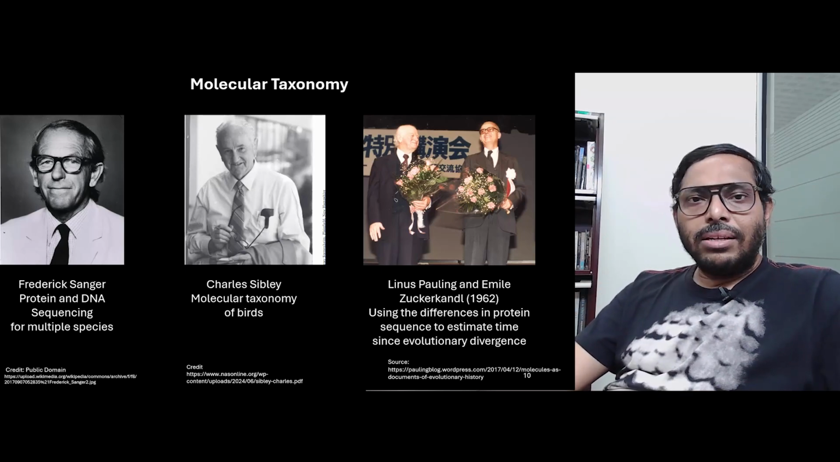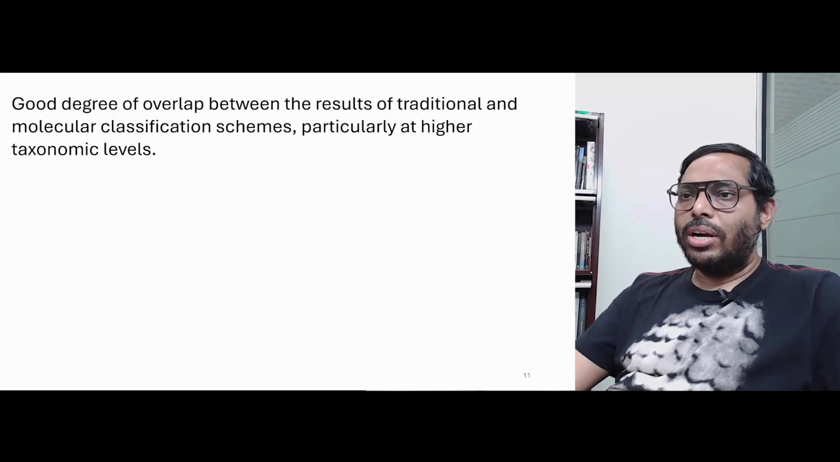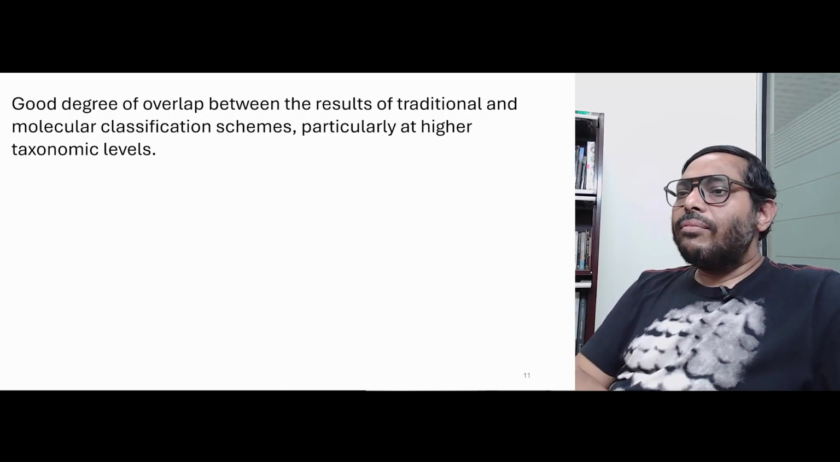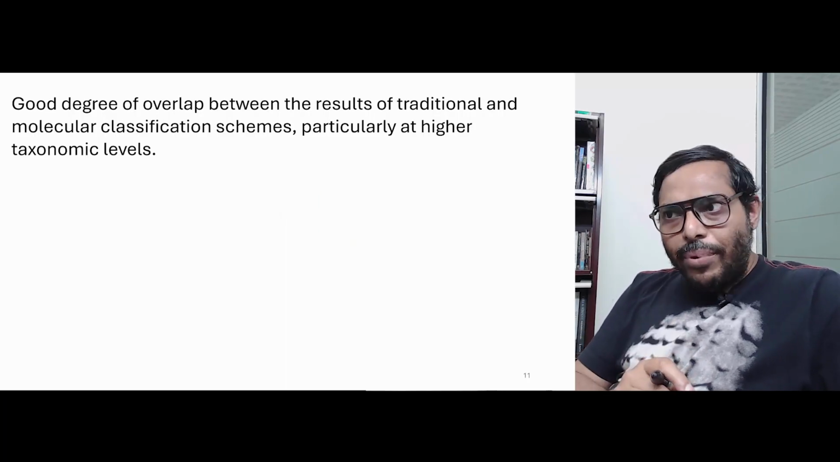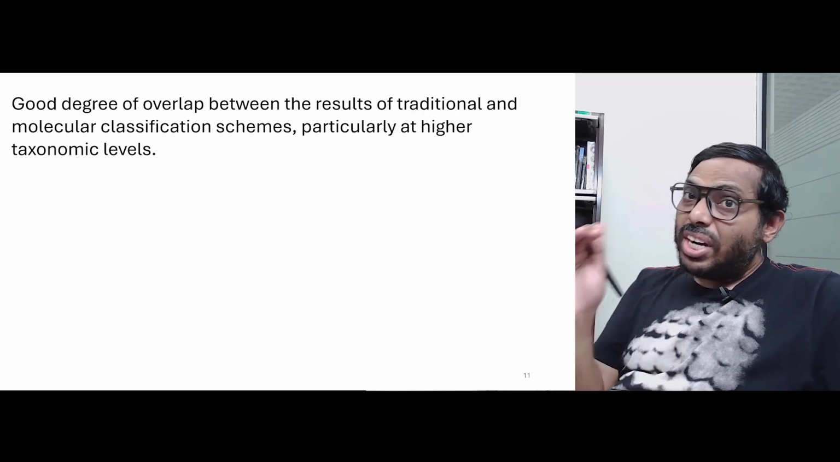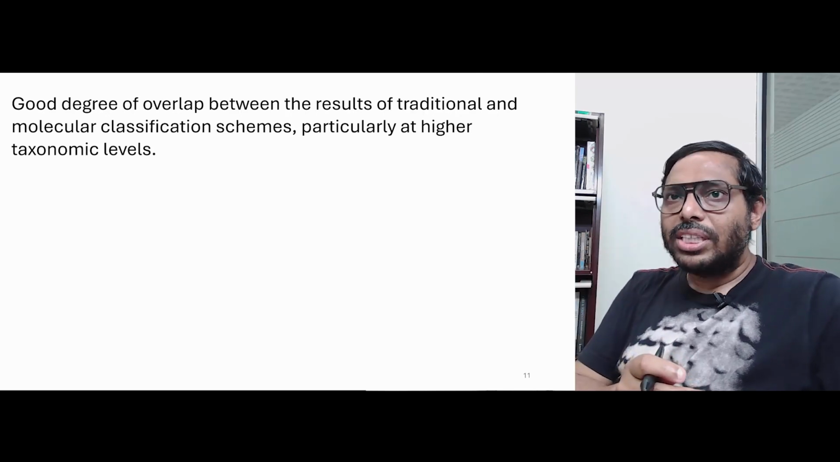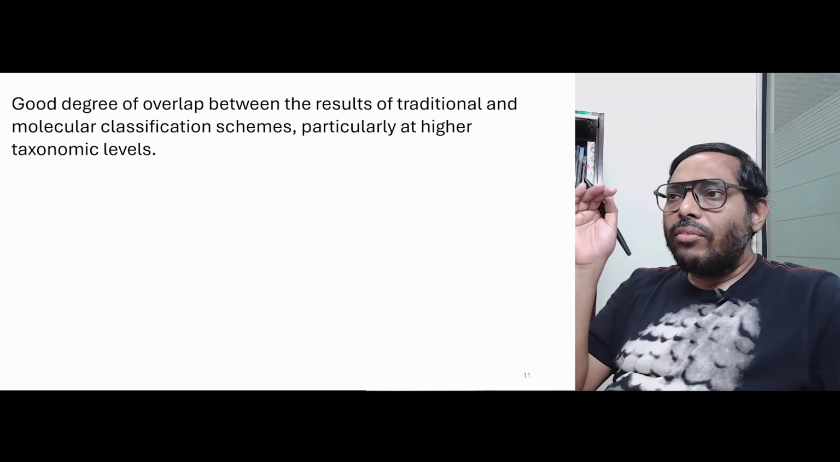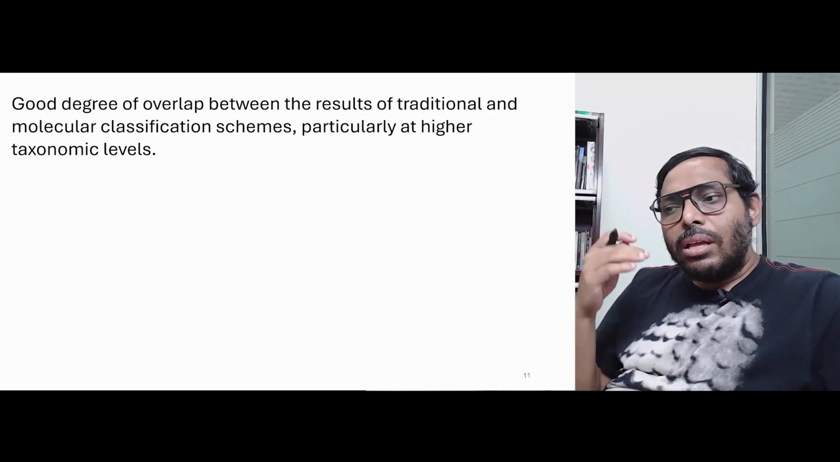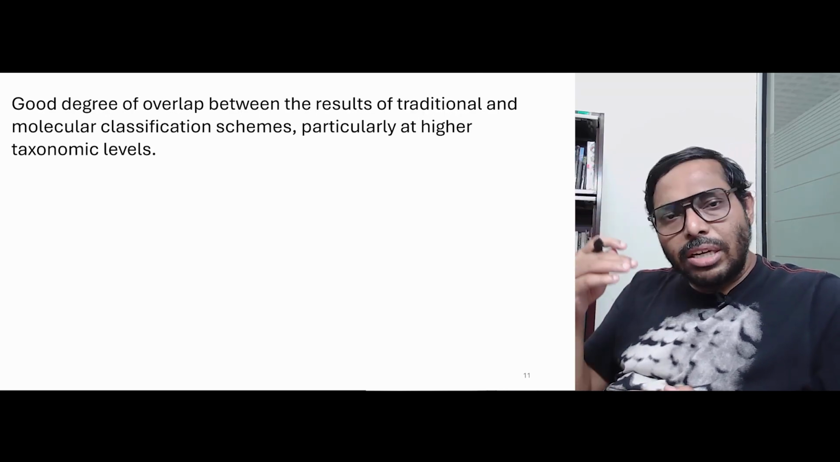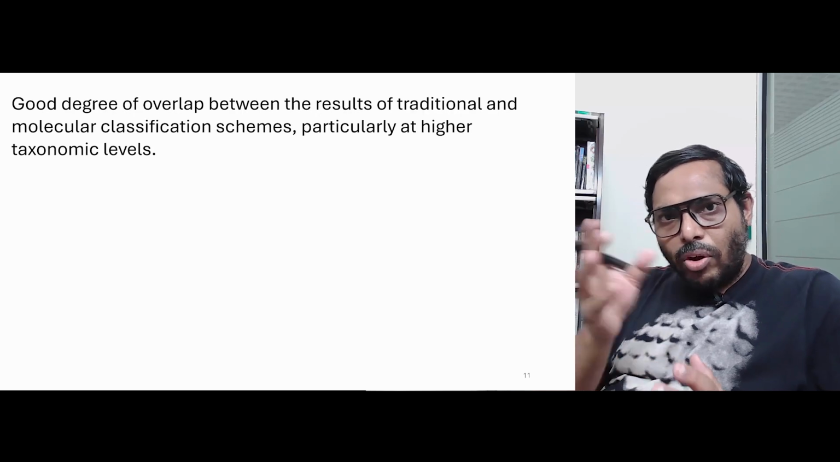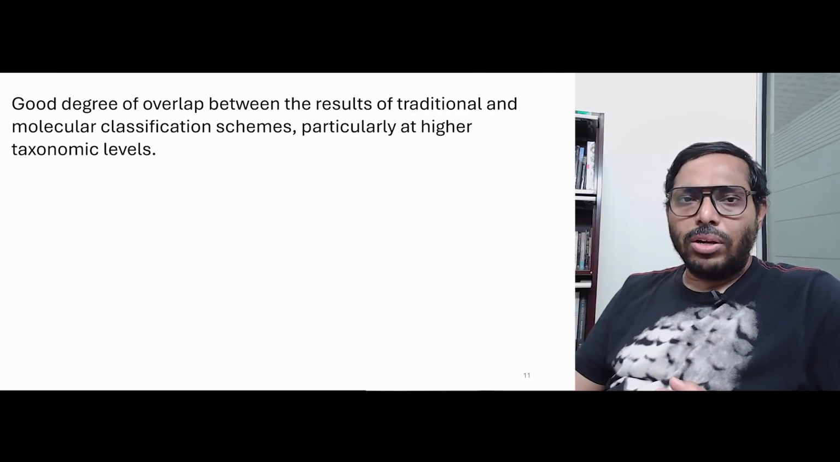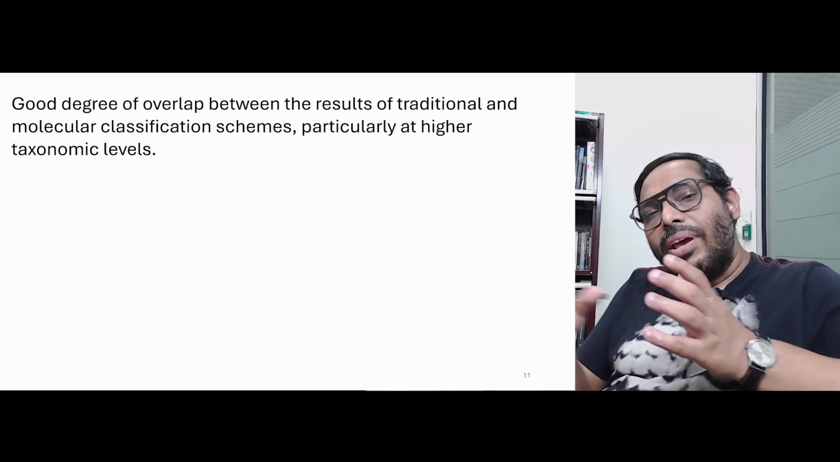And just to cut a long story short, it turns out that there is a very good degree of overlap between the results of traditional and molecular classification schemes, particularly at higher taxonomy levels. So, at the level of the class, the order and the family, the relationship that you get based on morphological versus molecular methods, they are very close to each other.